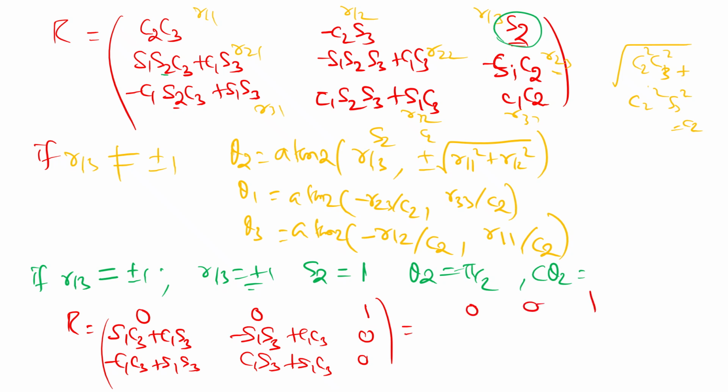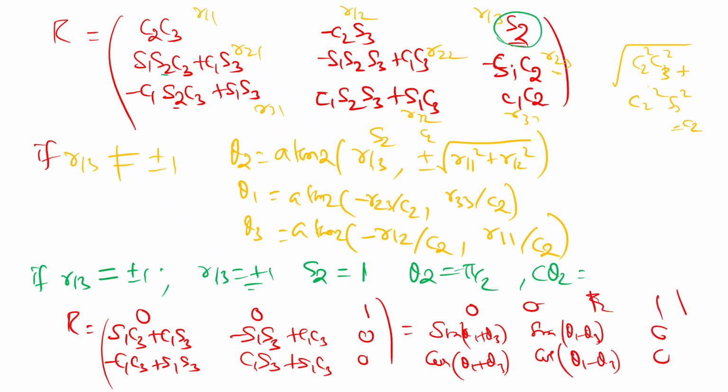Then this is the identity of sine of theta 1 plus theta 3. This one is cos of theta 1 plus theta 3. And this one is sine of theta 1 minus theta 3. This one is cos of theta 1 minus theta 3. And then here you have, okay, this is the problem.